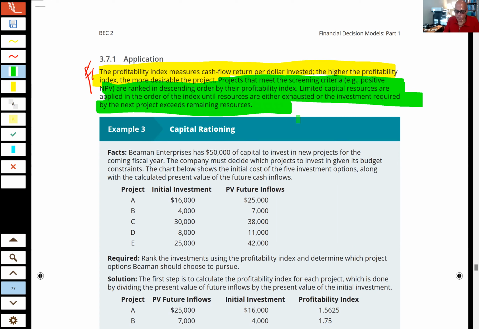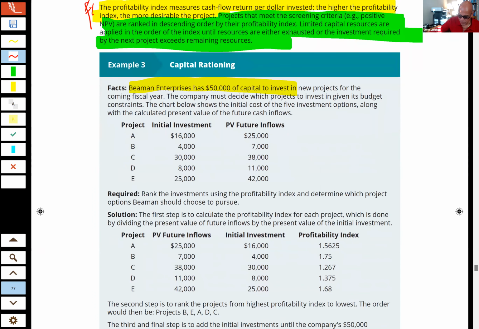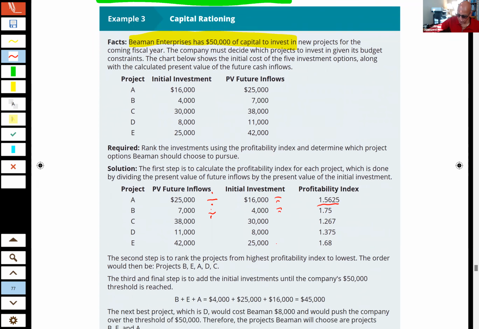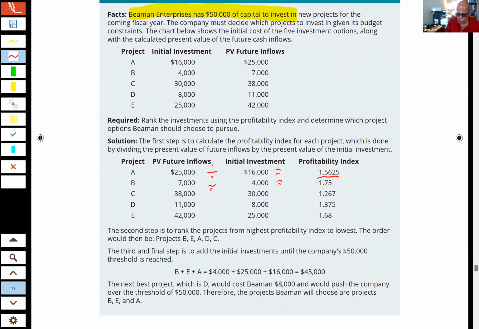So they give us an example here and they tell us, look, this Beeman company, whatever, it's only got 50,000 of capital to invest. And they're trying to decide, well, which things should I invest in? So they go ahead and they start to calculate these profitability indexes. So they have the initial investment and then the present value of the future inflows. And so they go ahead and they list all those. And then they come down and they start to calculate the profitability index by taking what the future flows are and dividing that by the initial investment and coming up one by one. That's a divide, right? By the profitability index. So they calculate those and then they go ahead. And now that we have a profitability index, we start to rank the projects by their respective profitability index.